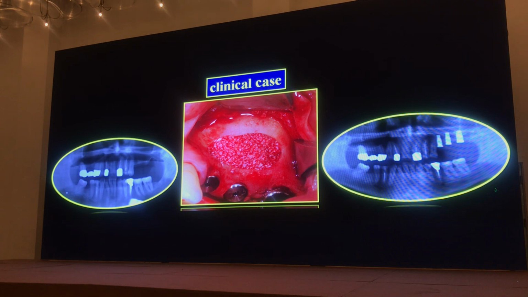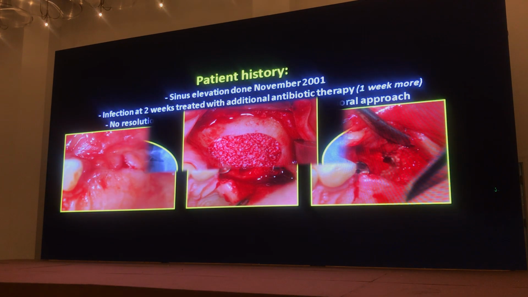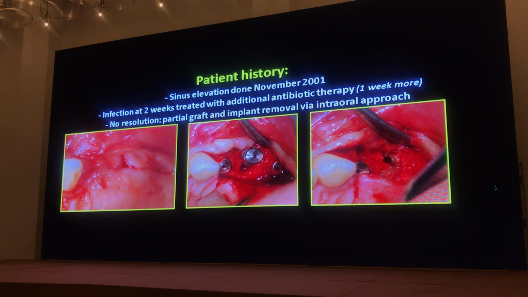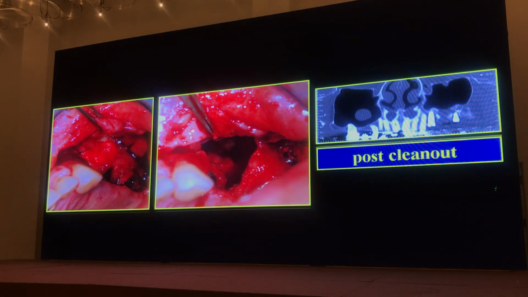Now here's a case where sinus was grafted with simultaneous placement of 3 implants. Okay, it looked very nice when they were put in, but there's a problem in opening over the middle implant. So there was an infection from the sinus around the middle implant. And you can see when the middle implant was removed, that middle area was debrided, cleaned out. Doxycycline paste was used, and it was closed.